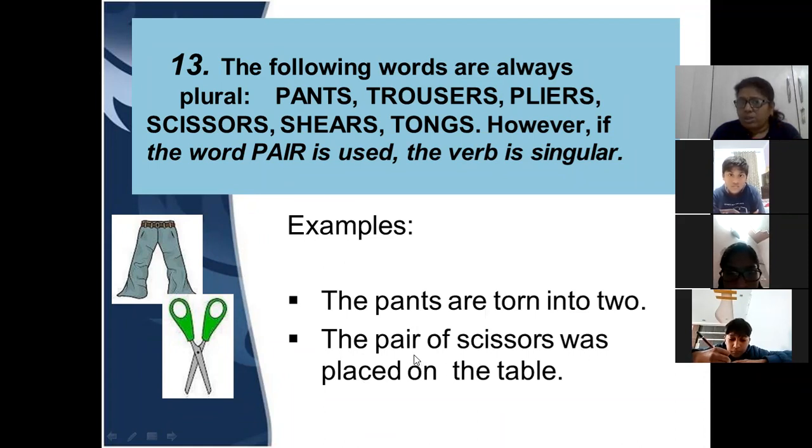So here what are we using? The pair of scissors was placed on the table. So this is how we use pairing words. Okay. Now comes rule number 14.